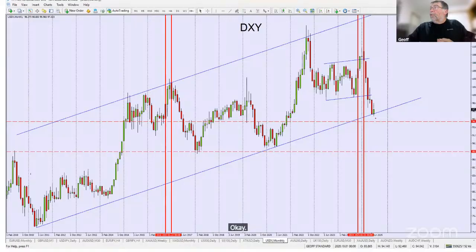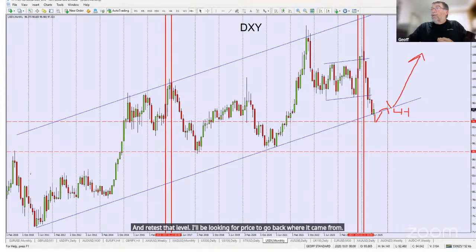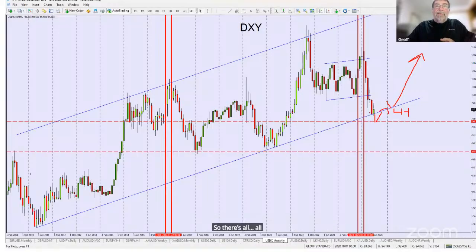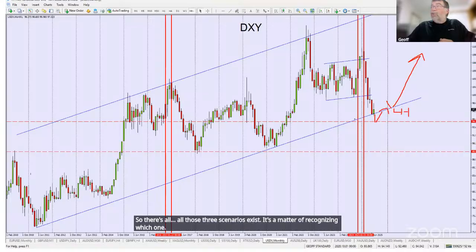Okay, so if I see that happening, that break, I won't be trading the breakout. I'll be trading either the retest or a lower high. If, however, we come straight back inside here and retest that level, I'll be looking for price to go back where it came from. So all those three scenarios exist. It's a matter of recognizing which one is which.